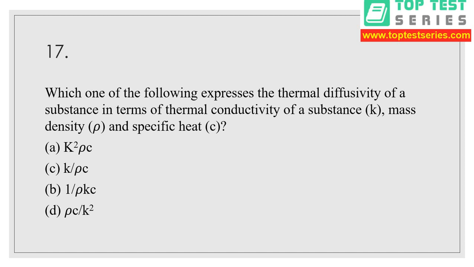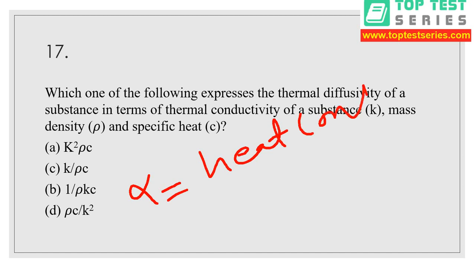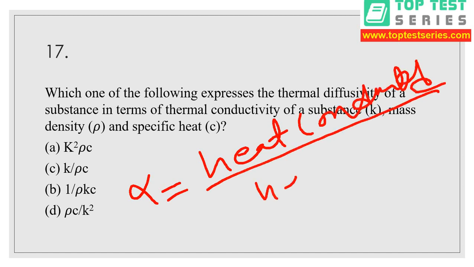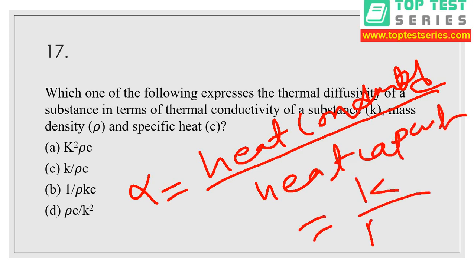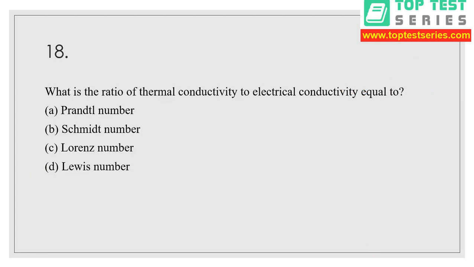So my dear, it is talking about what, my dear? Thermal diffusivity, right? We know that thermal diffusivity, that is denoted by alpha, is equal to what, my dear? Heat conducted by heat capacity. That is what? K by rho Cp. That is option C, the correct answer for this question.